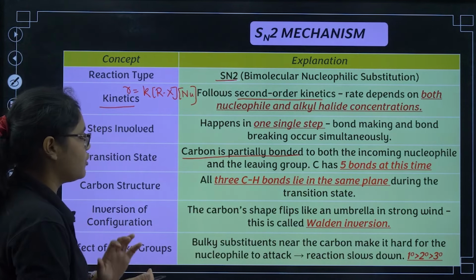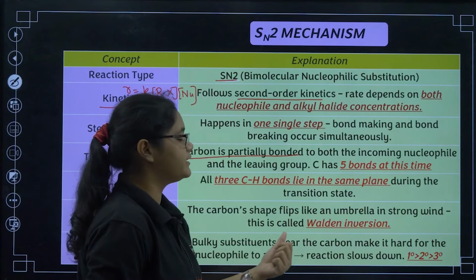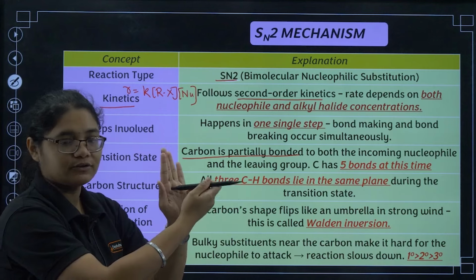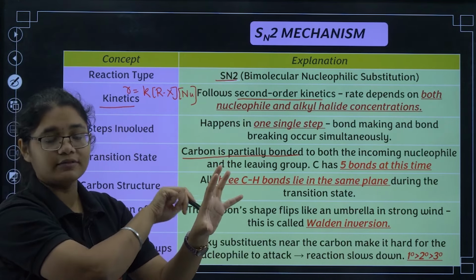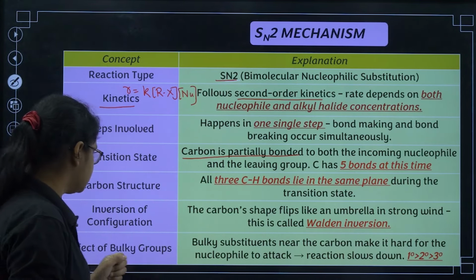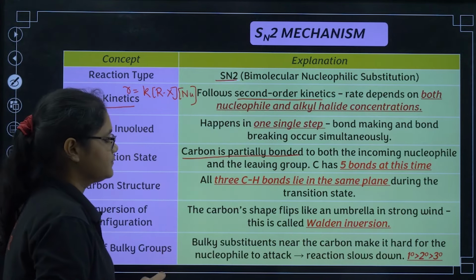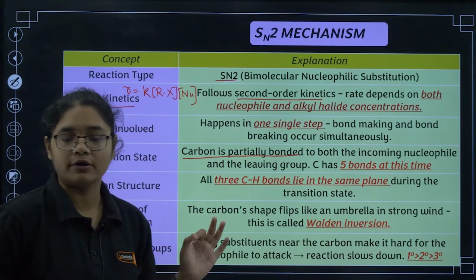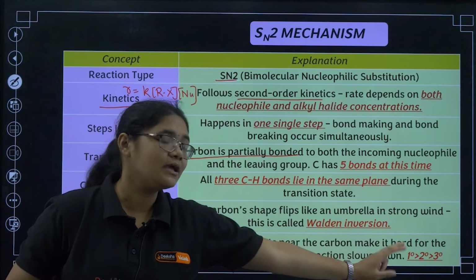Next, about inversion of configuration, yes, the carbon shape flips like an umbrella in a strong wind. This is called Walden inversion. Earlier the leaving group was attached on this side, and now the nucleophile is attacking on this side. So the reverse happens, the inversion of configuration happens. Next is the effect of bulky groups. Bulky substituents near the carbon make it hard for the nucleophile to attack, so the reaction slows down, and the order is primary, secondary and tertiary. This is very important. Majority of the questions will be asked from here.